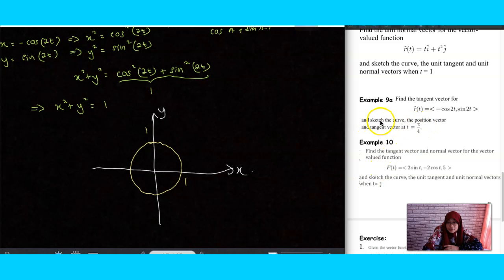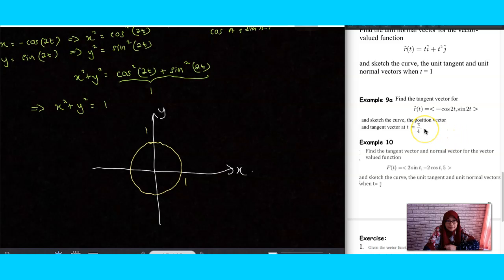And the question here is actually asking you to sketch the position vector and the tangent vector as well. Normally in exam they will give you the complete instruction. This is for the sake of example in class, so that's why it looks like the instruction is incomplete. But in exam we make sure that everything is clear. If we want you to sketch or label the position vector, we will say it.